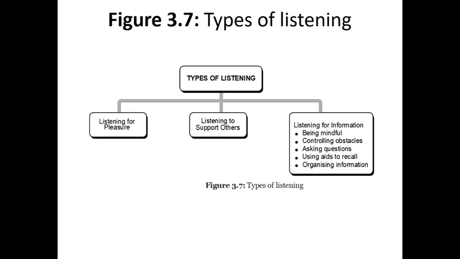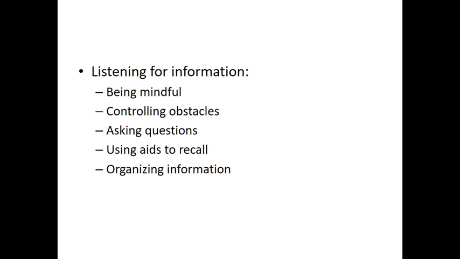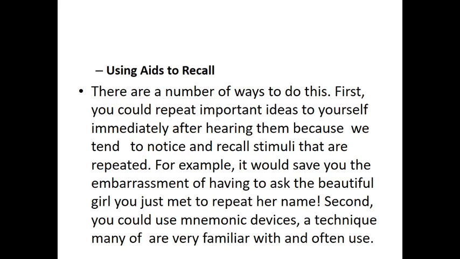So, based on the purpose, the skills can change that we discussed earlier. Listening for information means you have to be mindful, controlling obstacles, asking questions, using aids to recall, and organizing information. These are very critical. So, what are the ways of listening for information? These are the areas. Then, using aids to recall, recalling the information. So, that is part of listening skills, the types of listening.